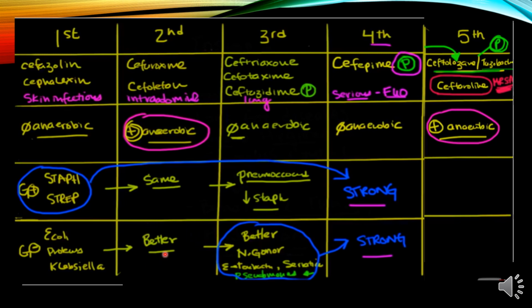Second generation has a better effect in that it covers Haemophilus influenzae, Enterobacter, and Neisseria species. Third generation has much better coverage against gram-negative organisms because it covers Pseudomonas also, whereas the gram-positive coverage of third generation is less than that of the first and second generation. Then the fourth generation carries the strong gram-positive coverage of first generation and the gram-negative coverage of the third generation. So it's a mixture of third and first generation, and it is also effective against Pseudomonas. The hallmark of the fifth generation is that it is effective against MRSA and also effective against anaerobic organisms.